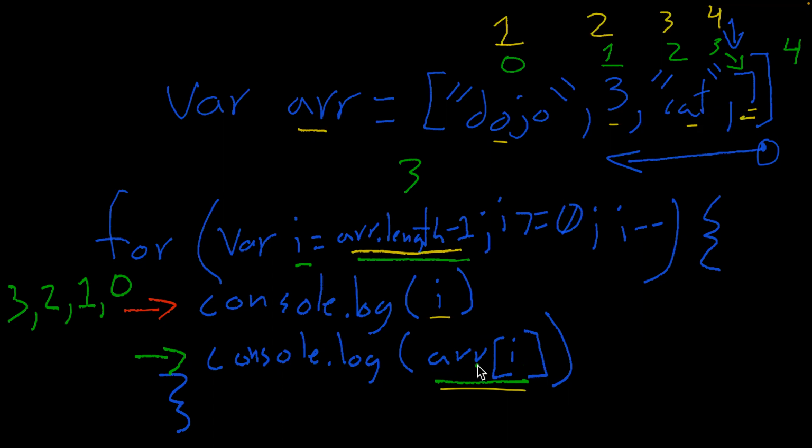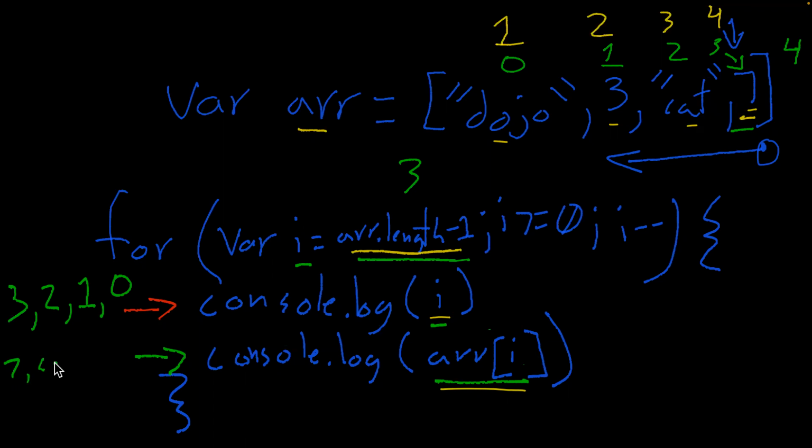So we can say r at this number. It starts at 3. So r at 3, what's that? That's 7. So we start at this point. So this would print 7, cat, 3, dojo.